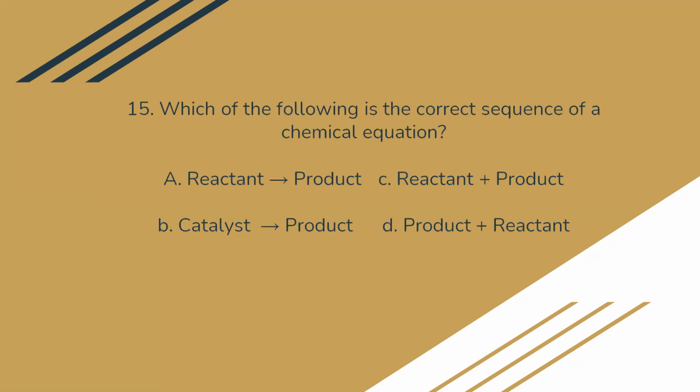15. Which of the following is the correct sequence of a chemical reaction? A, reactant, then product. Letter B, catalyst, then going to the right, the arrow, and product. C, reactants plus product. D, product plus reactant.